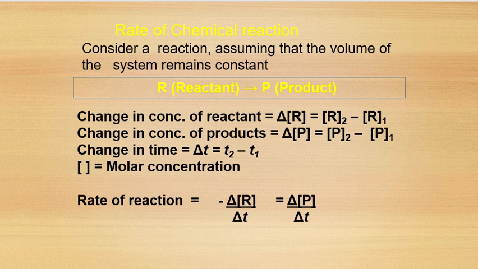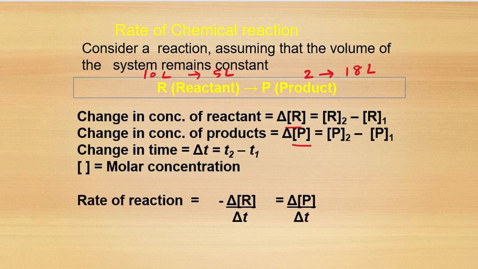Here the same thing is written, reactants to products. The change in concentration is delta R equal to R2 minus R1, and delta P equal to P2 minus P1. Here the delta sign involves a change in concentration. Say for example, the reactant was initially 10 liters, and then later it changed to 5 liters. So what is the change? 10 minus 5, that is 5 liters is the change. On the product side it was 2 liters in the beginning and then it changed to 18 liters. So what is the change? That will be the delta P.